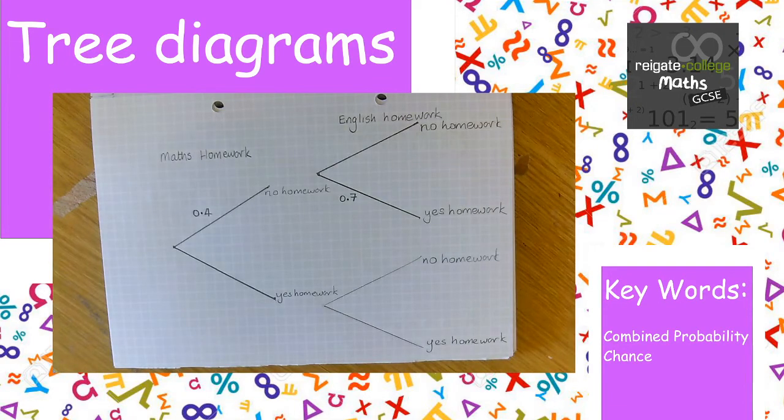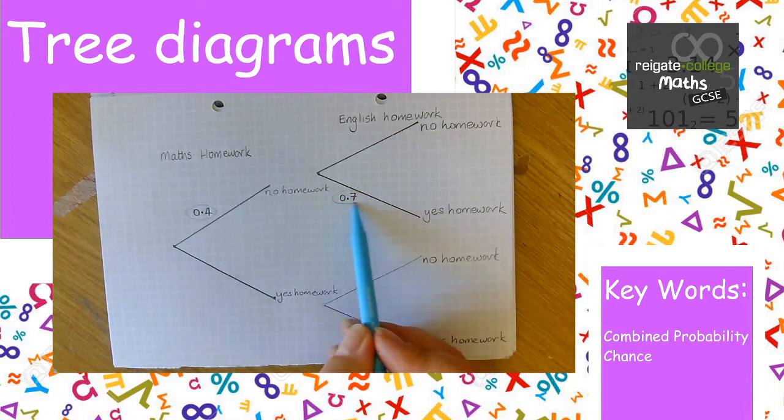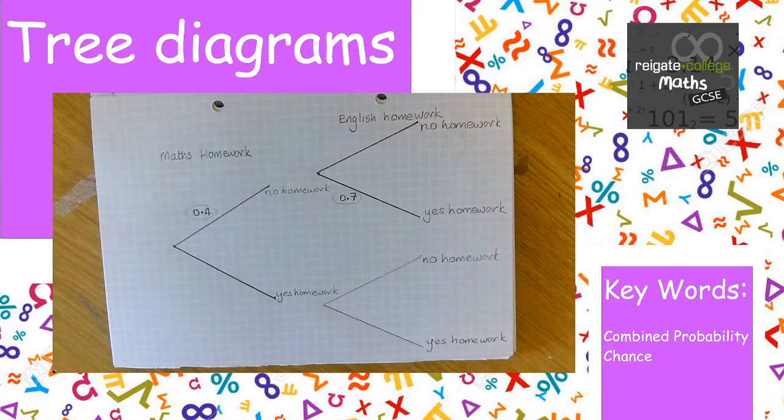Here I have a tree diagram again, only this time the part completed probabilities are written as decimals rather than fractions. It's a probability tree to show the chance of getting a maths homework from your maths teacher and an English homework from your English teacher. The first thing we need to do is complete the probability tree.